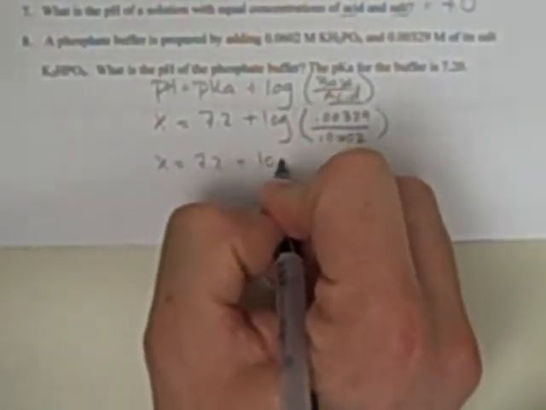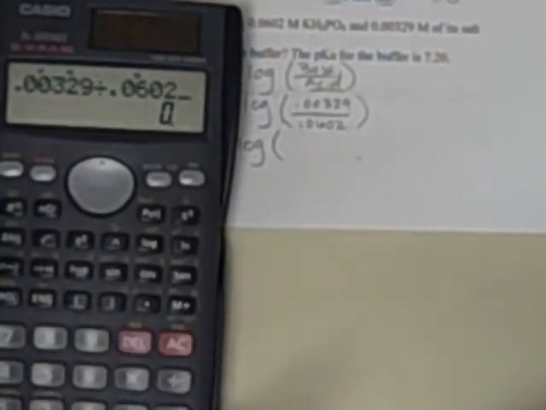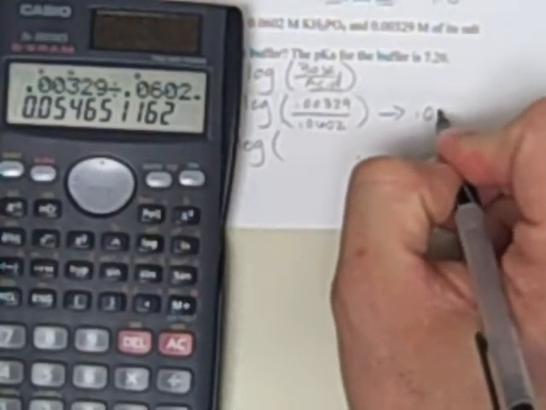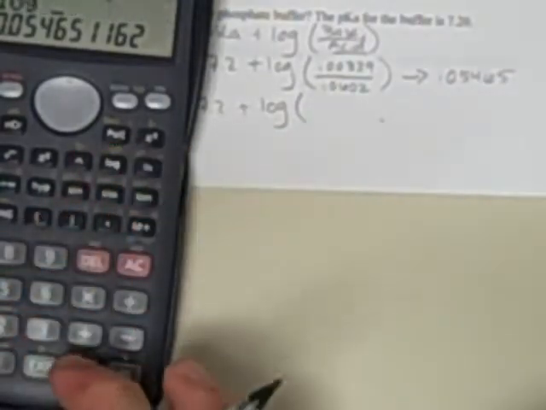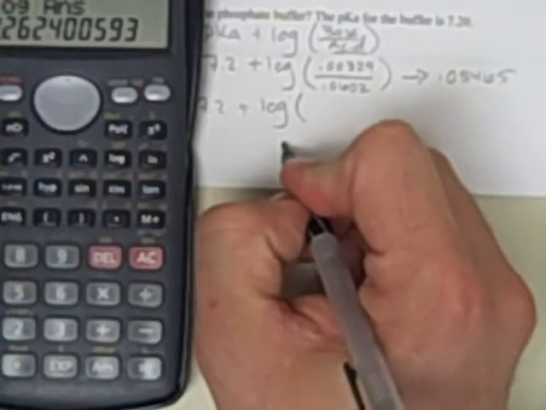7.2 plus log, and we'll do that number first, although I could put all of this into my calculator at the same time. If I do decide to put it all into my calculator at the same time, I want to make sure that I put these in parentheses. Otherwise it won't like it. So I went ahead and solved that fraction first. It's 0.05465. So what I can do is just take the log of that.